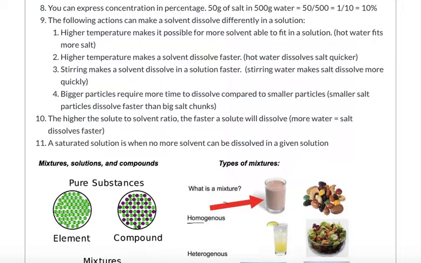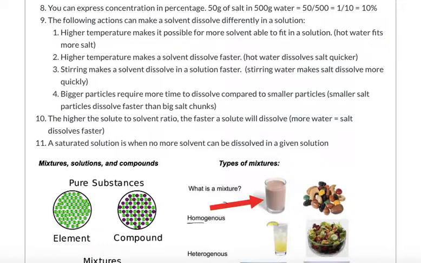9. The following actions can make a solvent dissolve differently in a solution. 1. Higher temperature makes it possible for more solvent to fit in a solution. Hot water fits more salt. 2. Higher temperature makes a solvent dissolve faster. Hot water dissolves salt quicker.